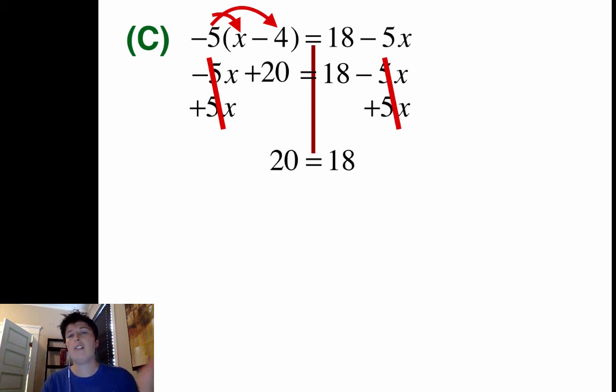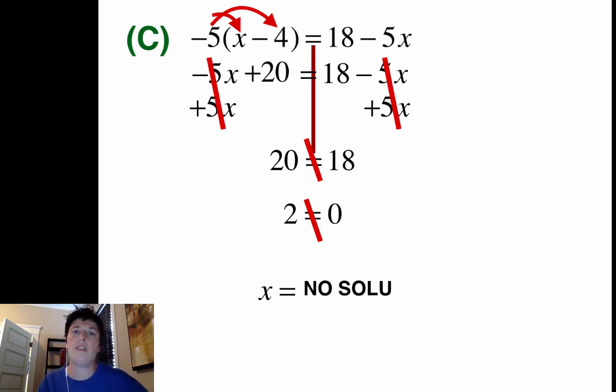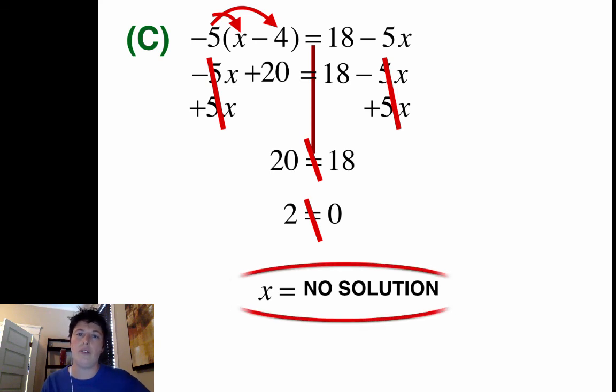This is where you're like, oh, slash through the equal sign, doesn't make any sense at all. Some of you, when you did this yourself, you might have taken the 18 away from both sides and gone even farther with this. If you did, then you ended up getting like 2 equals 0. That still doesn't make any sense. Either way, however you did this, the answer is, what is x? We're supposed to be solving for x. Well, x is gone, and the answer doesn't make sense. So x is what we call no solution. This is a no solution problem.